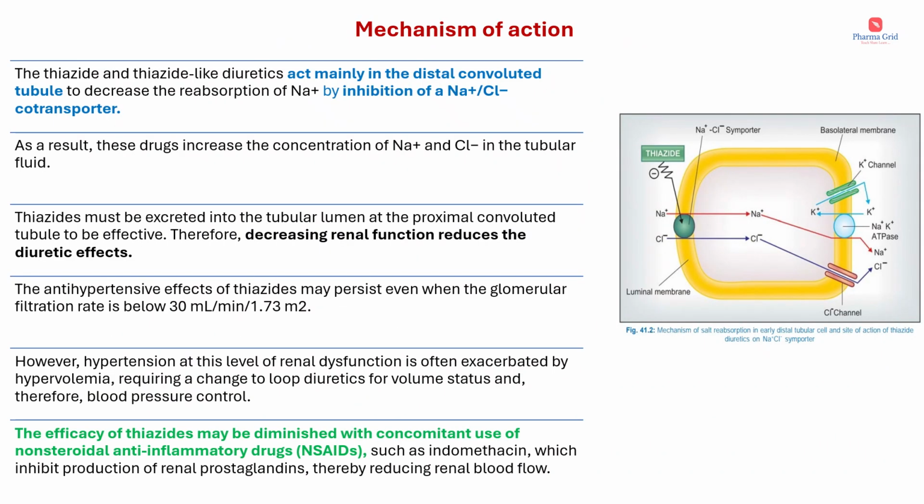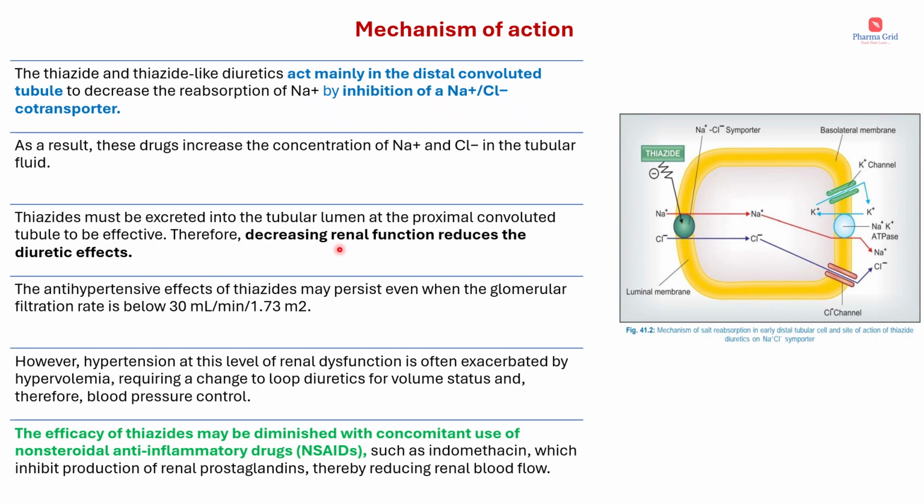Mechanism of action. As we have already seen, the site of action of thiazide diuretics is the distal convoluted tubule. So thiazide and thiazide-like diuretics act mainly in the distal convoluted tubule to decrease the reabsorption of sodium by inhibition of the Na+/Cl- co-transporter. As a result, these drugs increase the concentration of sodium and chloride in the tubular fluid. In a nutshell, thiazide diuretics inhibit the Na+/Cl- co-transporter in the distal convoluted tubule and thereby decrease the reabsorption of sodium; or else we can say that these drugs increase the concentration of sodium and chloride in the urine or in the tubular fluid.